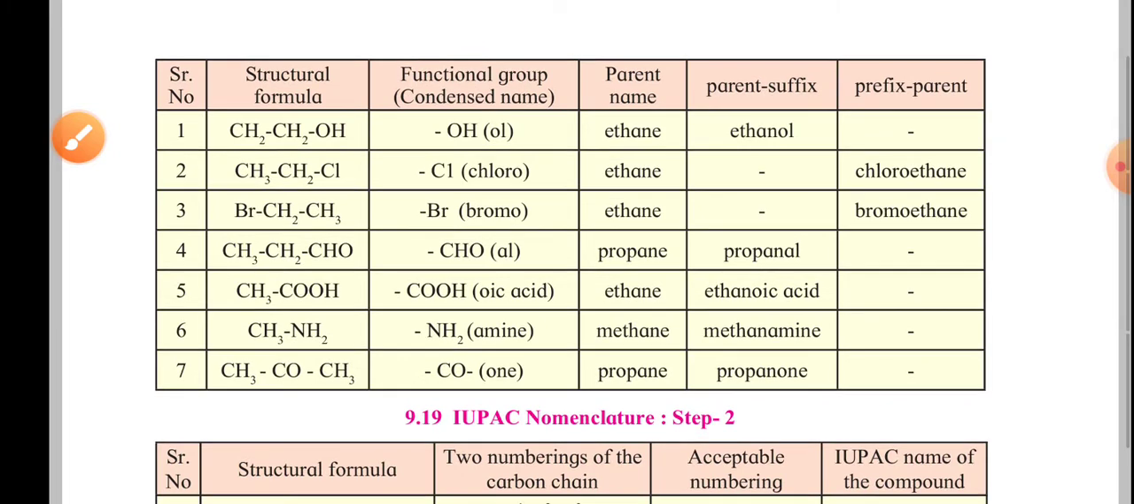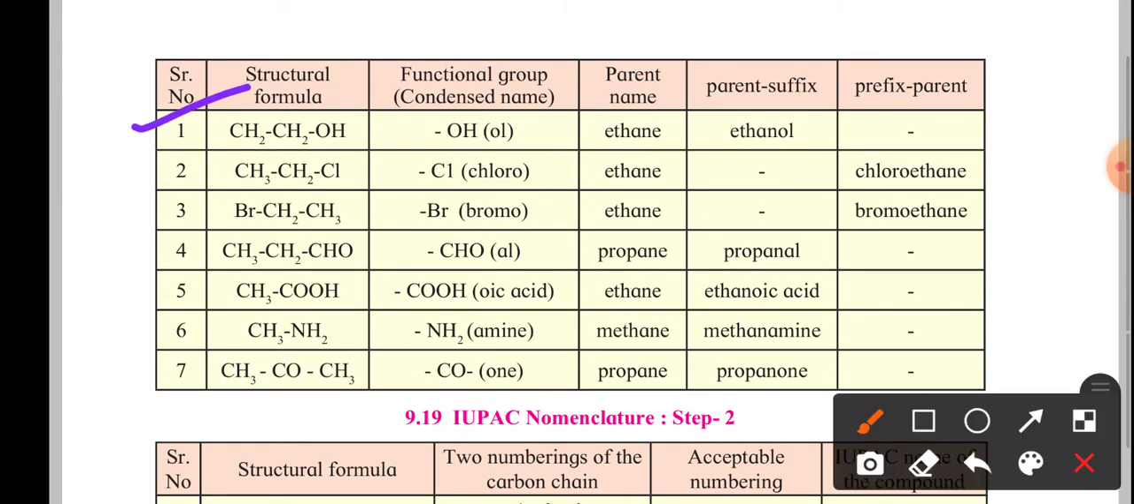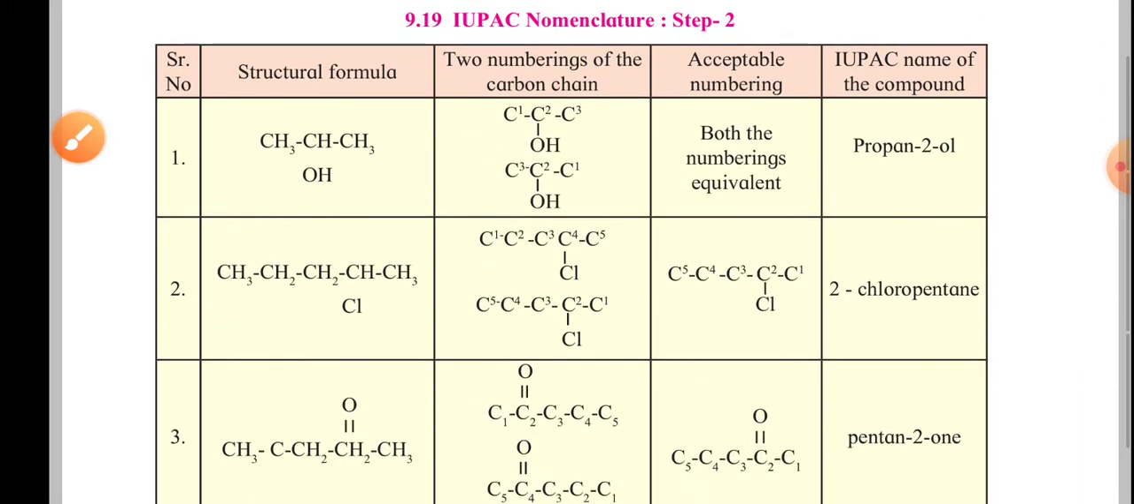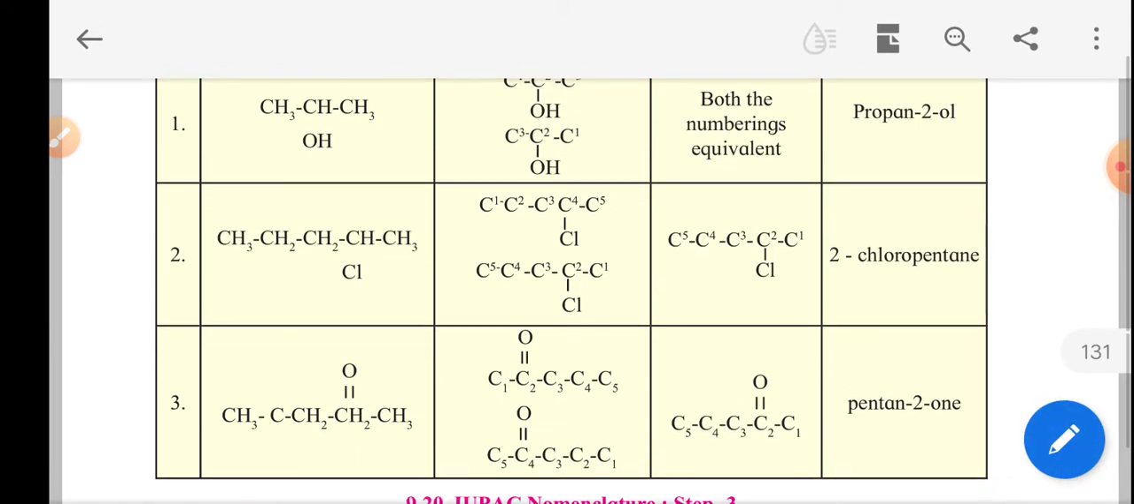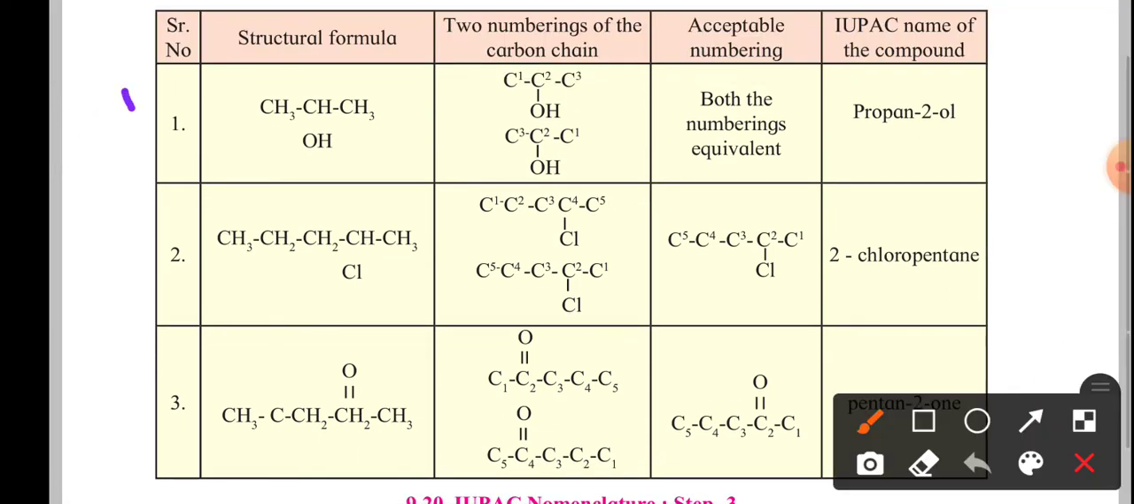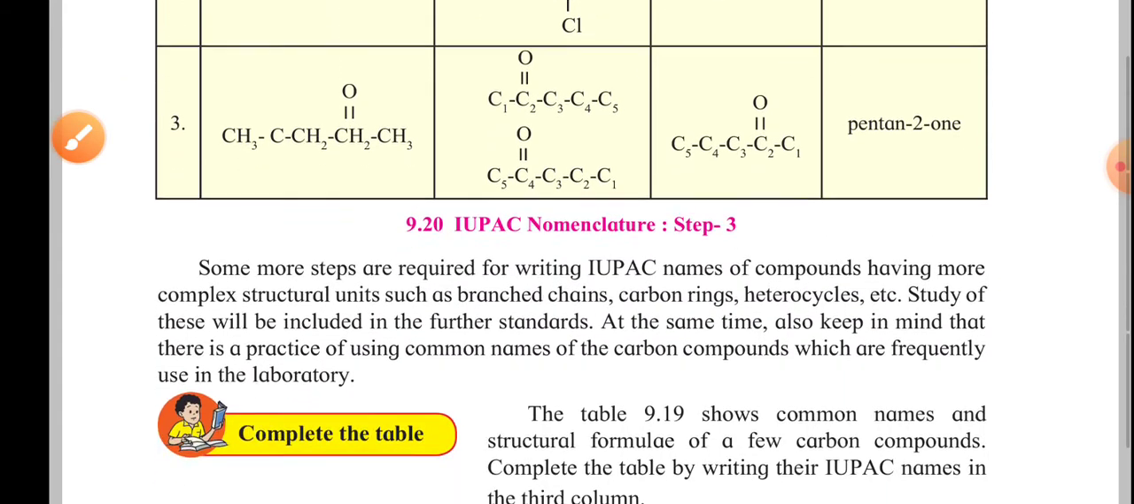Further, they have given the condensed names for the different functional groups: alcohol, chloro, bromo, aldehyde, then the OIC acid, that is the carboxylic acid, then the amine and the ketone. Like this they have given, so this table we can complete. Further, they have given some examples of structural formulas and IUPAC nomenclature: the structural formula, two numberings of the carbon atoms, the acceptable numbering, and the IUPAC name of the compound. All this they have given in this particular table.